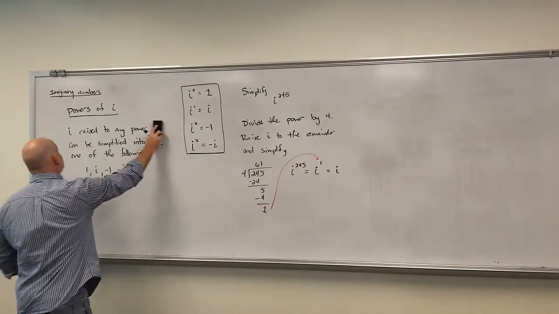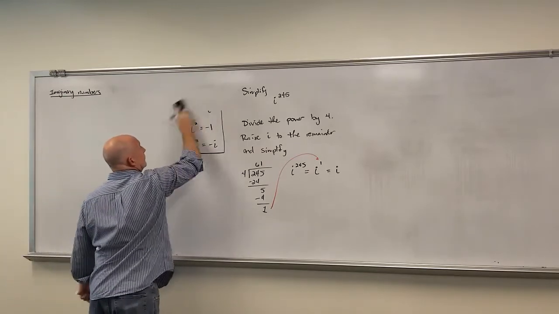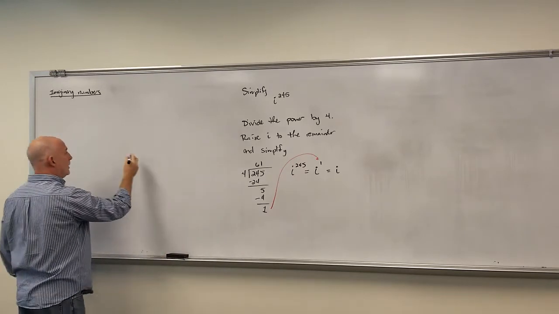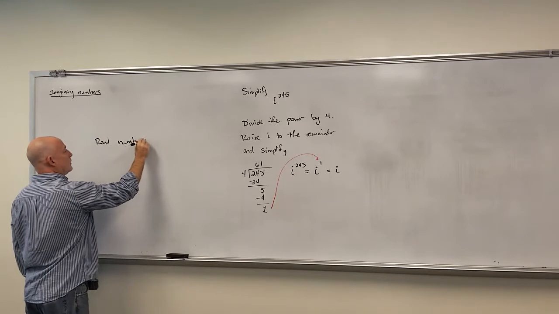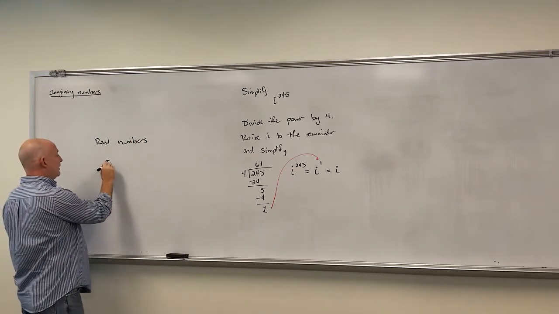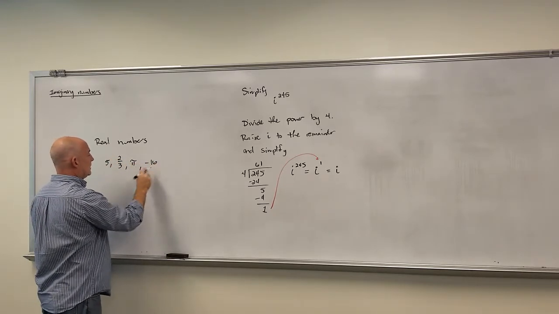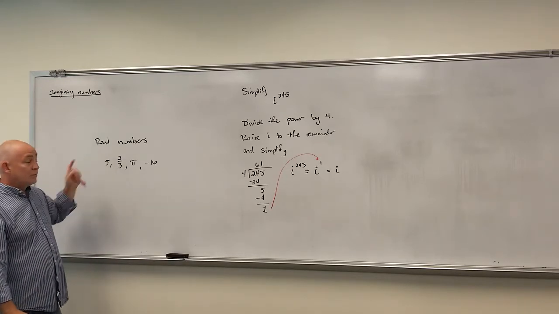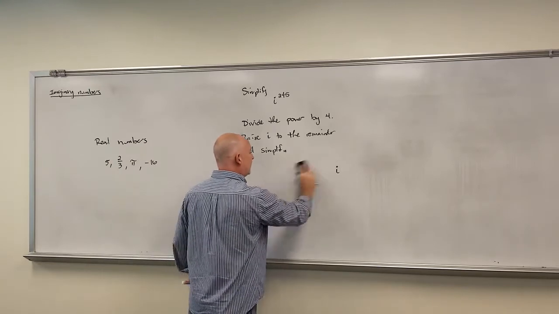Okay, let's put a few ideas together, and we'll finish up this imaginary number stuff. In the past, we have what we called our real numbers. Those were all the numbers on a number line. So like 5, 2/3, pi, -16, right? Think about every number on the number line was a real number. Well, now we got a brand new type of number that's not on that number line.